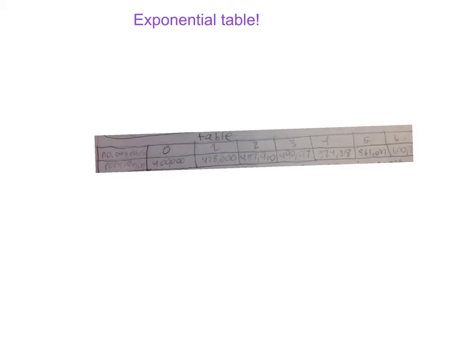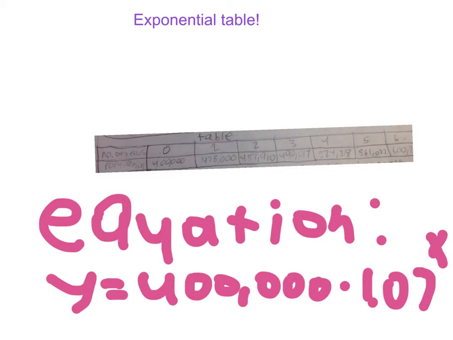This is the exponential table for growth, and the equation is right here. It says y equals 400,000 times 1.07 to the x power.